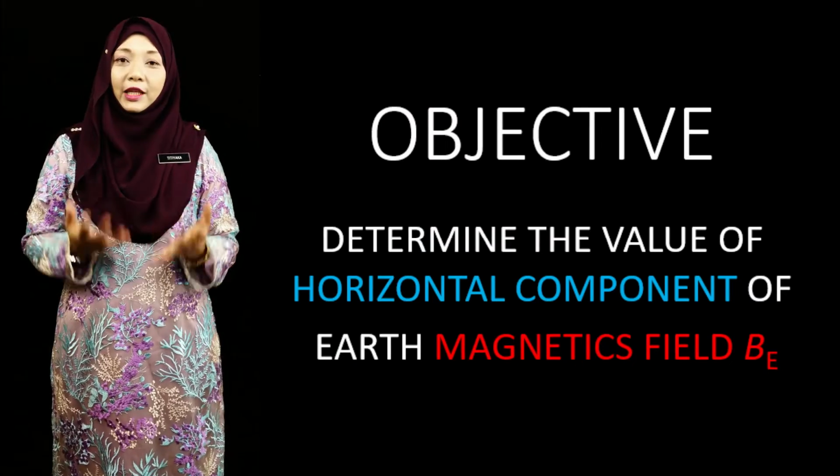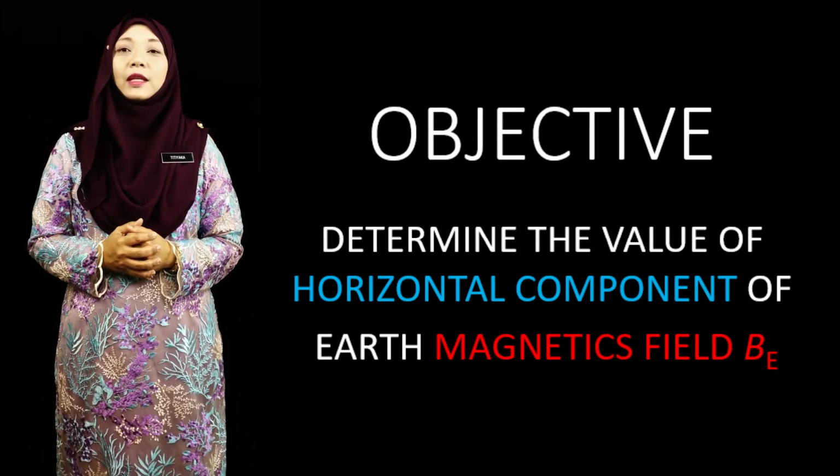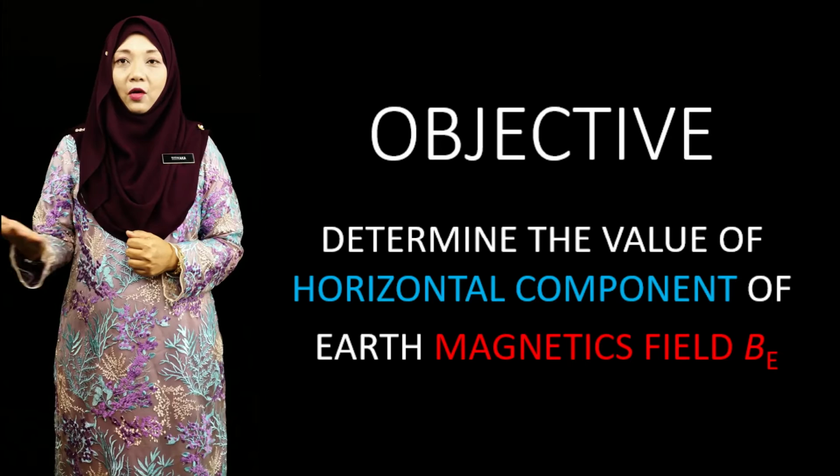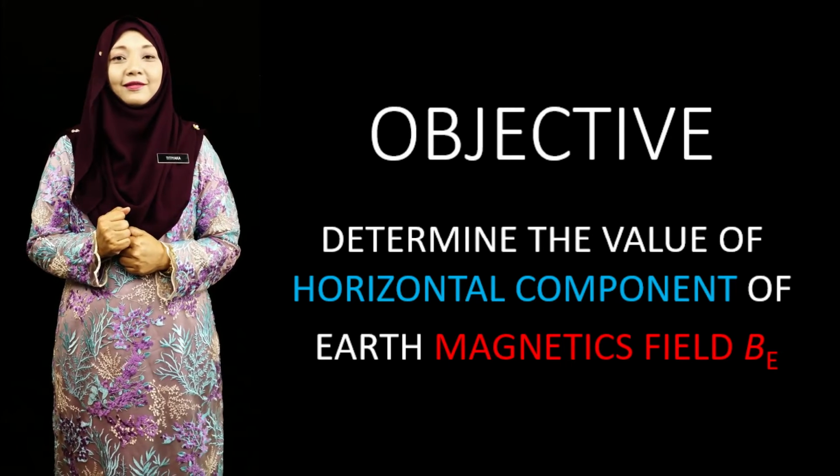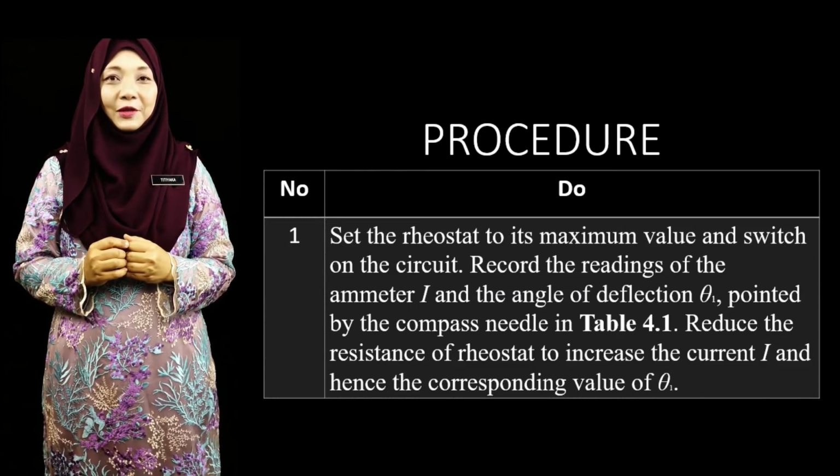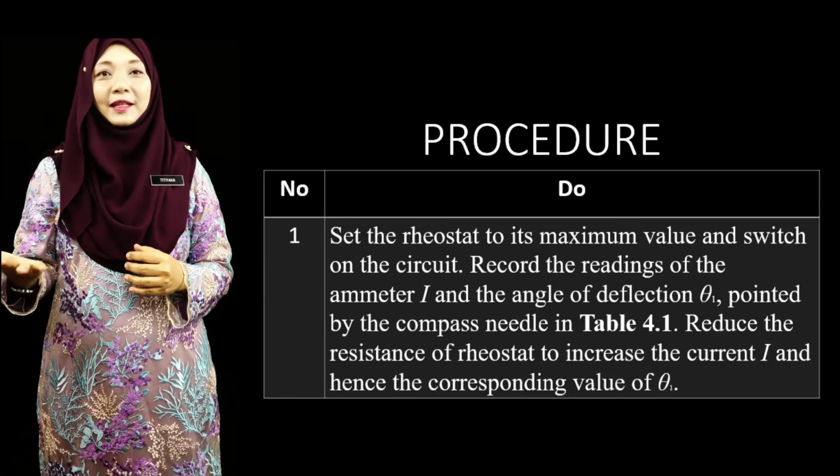In this video, we are going to look at the experiment on magnetic field. The objective of the experiment is to determine the value of the horizontal component of Earth's magnetic field. Now, I'm going to give you the overview of the whole procedure.